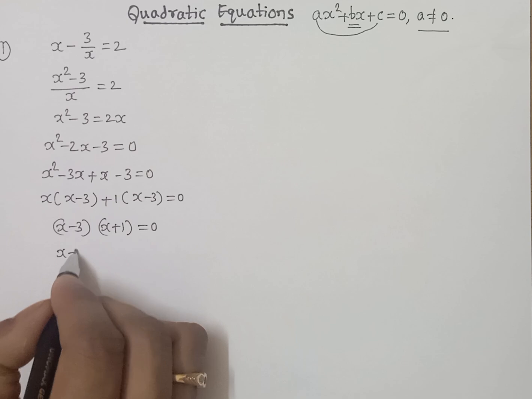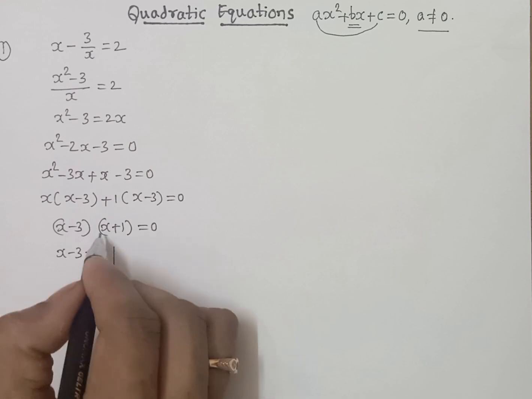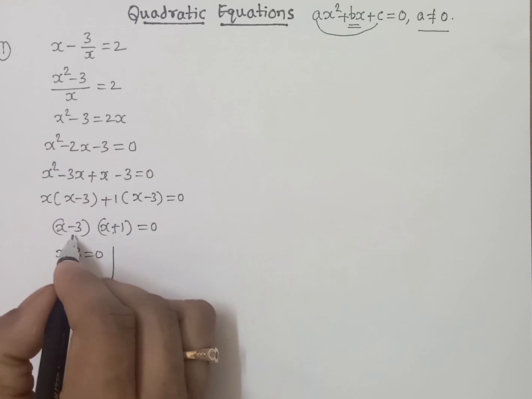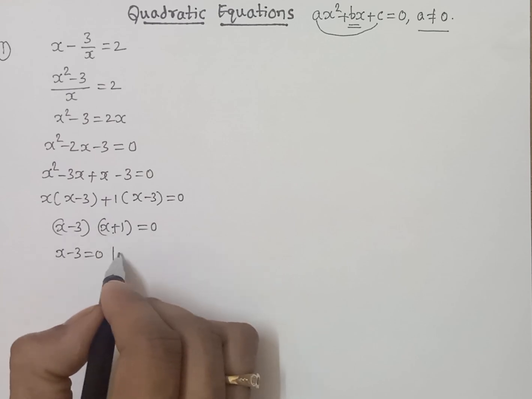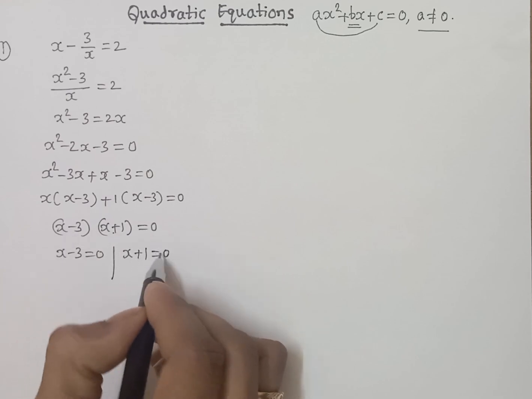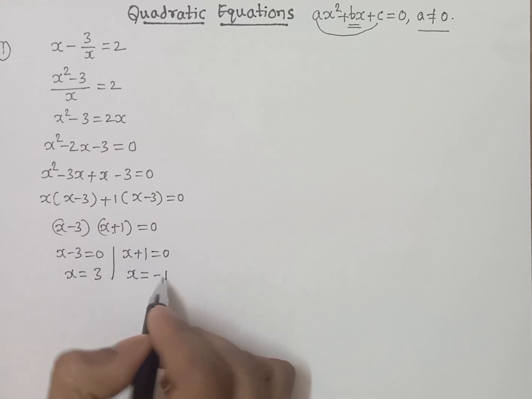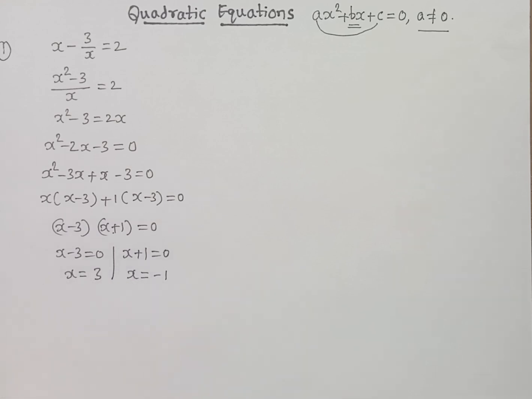That means either x minus 3 is equal to 0, or x plus 1 is equal to 0. That means x is equal to 3, x is equal to minus 1. So in this way, you can factorize a quadratic equation. This is one way of asking the question.